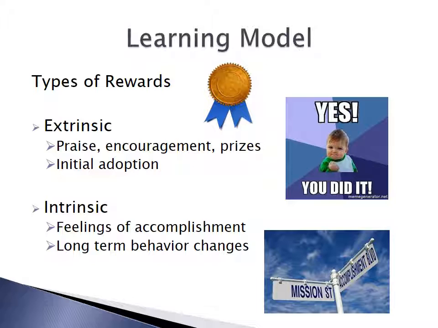The downfall of the learning model is the expectation that intrinsic rewards, those long-term changes, will last over time. Unfortunately, this may not be the case due to economic or social choices that are available in the community. For example, you may have a diabetic client that has made all the changes and has benefited from extrinsic and intrinsic rewards, yet is unable to continue the process because they live in a food desert.